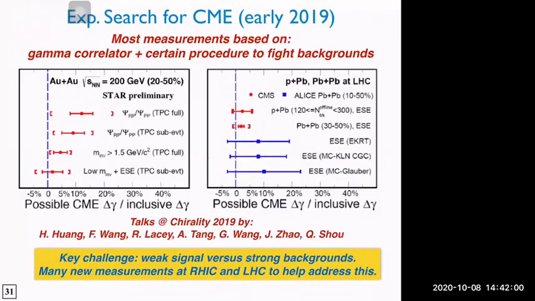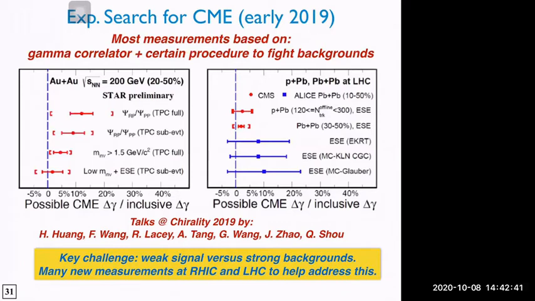Now this is the status. I think by early 2019, there are all these extractions. So what people did is that they tried to separate background from signal with various ways. I think the message here is that at LHC energy, either the ALICE or CMS measurement seems to suggest that the signal could be very, very small or almost zero. That's perhaps reasonable because the magnetic field, as we said, will be very short. It's just like a really short pulse at LHC energy.